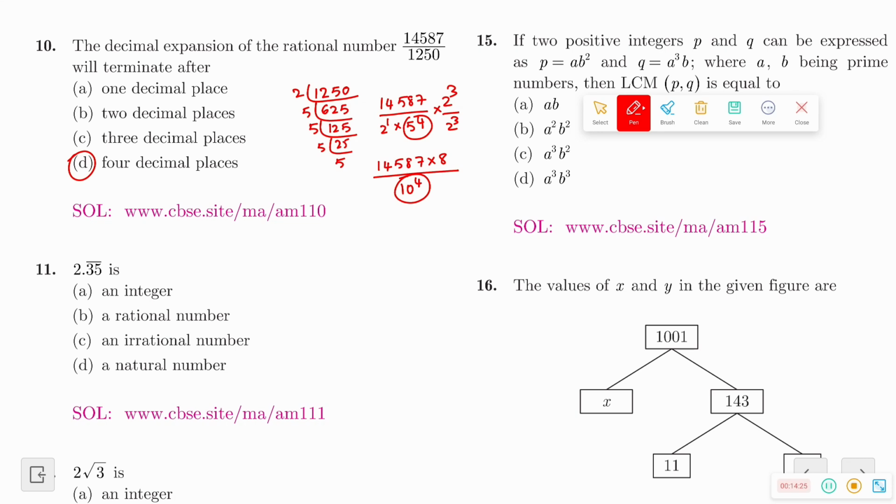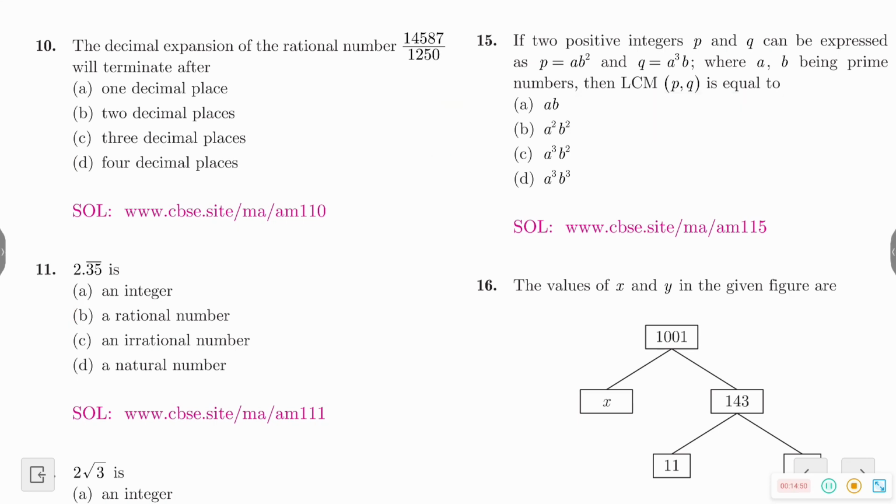Now this question number 11 is very simple. It is a non-terminating recurring decimal. Every non-terminating recurring decimal can be converted into p by q form. When we are able to express a number in p by q form, we call it a rational number. So option B is correct here. It is a rational number because it is a non-terminating recurring decimal.